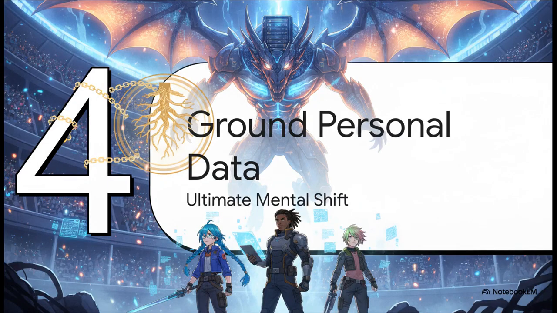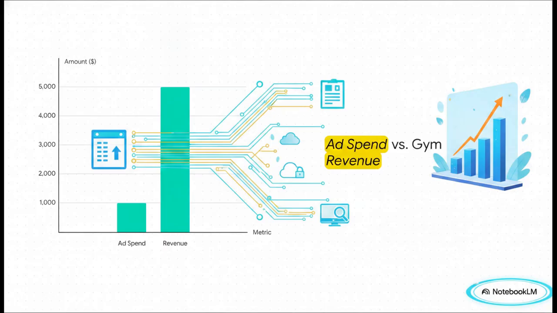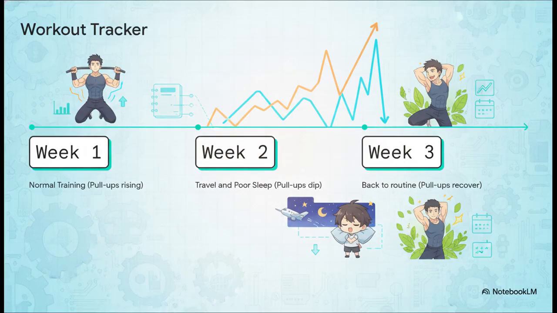Finally, part 4, grounding your personal data, the ultimate mental shift. Welcome to the boss level, folks. By uploading your own raw business data, say a spreadsheet tracking your ad spend versus your monthly gym revenue, this system can instantly analyze your performance. You just drop the file in, ask it to compare the numbers, and it'll generate a clean, highly visual chart proving exactly which ad campaigns are actually driving exponential growth. No more guessing. And it works just as well for your personal life, too.